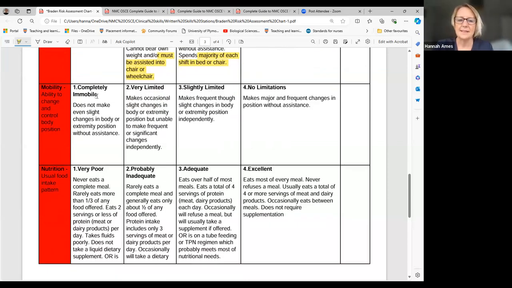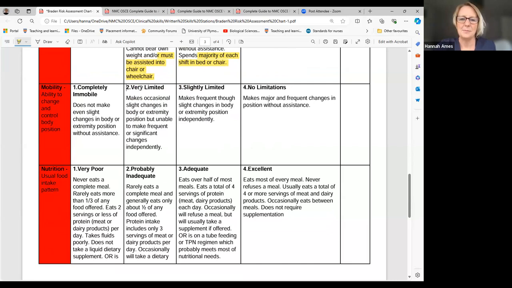So mobility is slightly different. The mobility is about making body movement changes in the position that they're in. So not about getting up and walking about, but moving and redistributing that weight. So 1 is they are completely immobile. So they can't make any changes at all in their body position. They're totally immobile in the bed. They can't even move their arm or wiggle their bottom, for example.